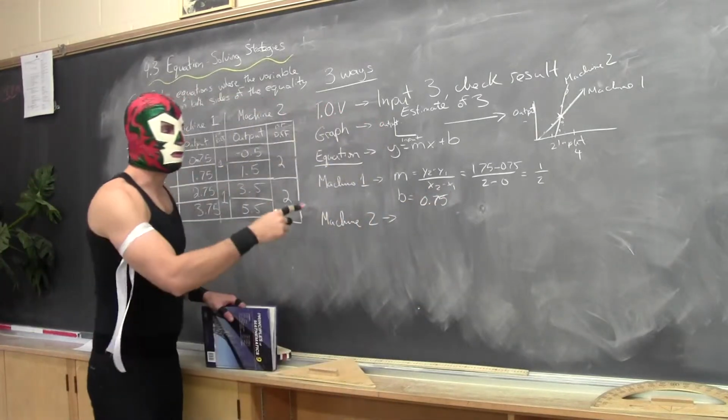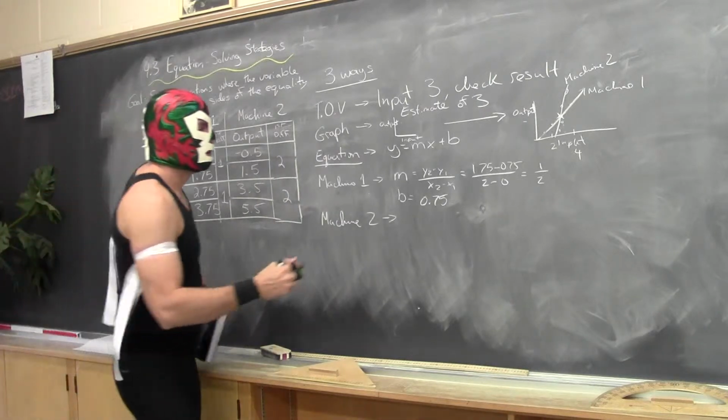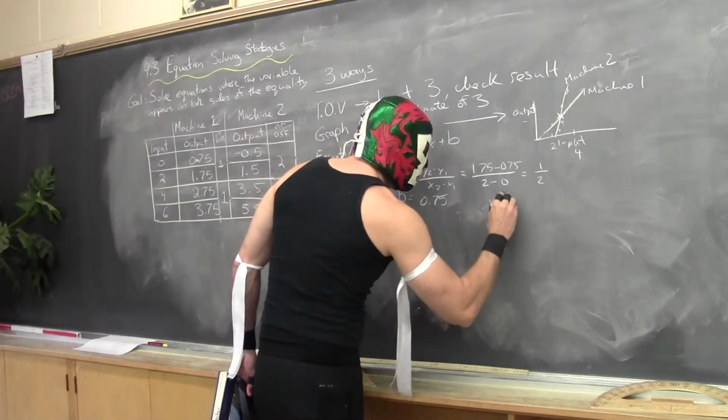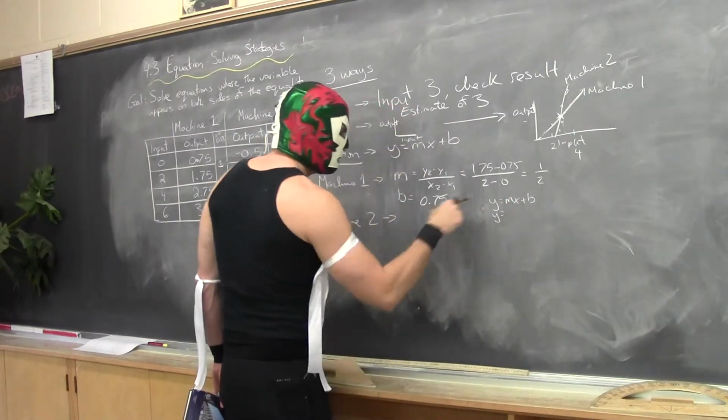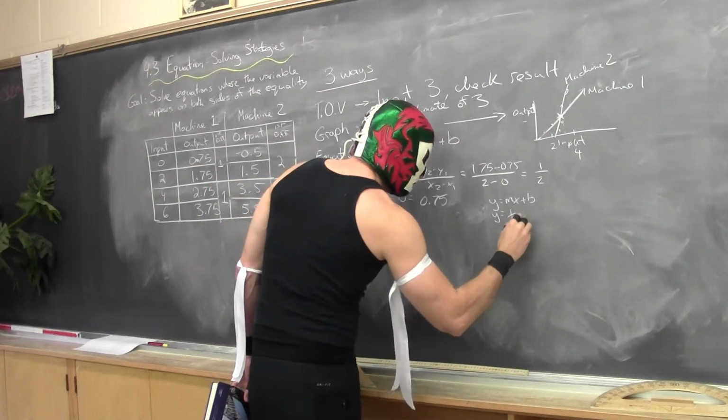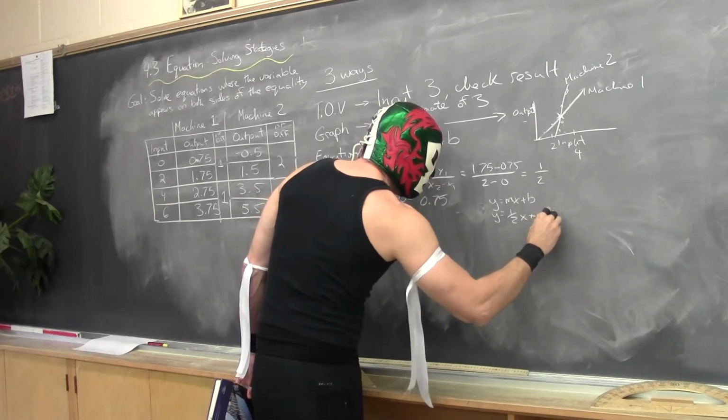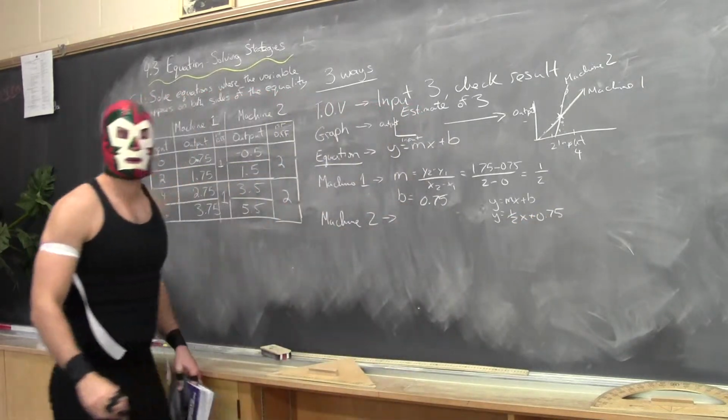So now, with those two pieces of information, we can do the equation for our line, which is y equals mx plus b. So it's going to be y equals, m is 1/2, x plus b.